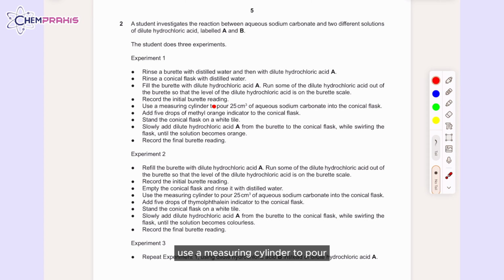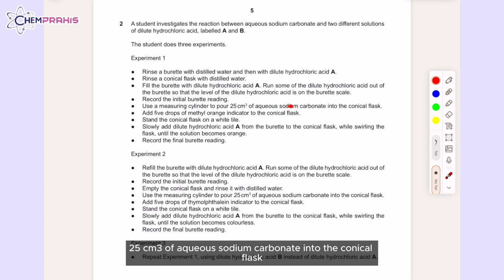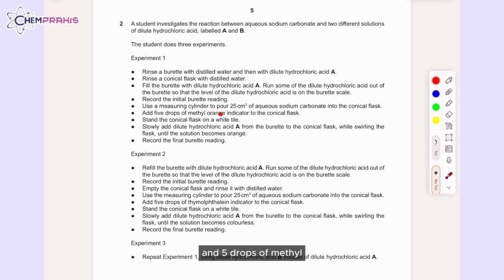Use a measuring cylinder to pour 25 cm³ of aqueous sodium carbonate into the conical flask. Add 5 drops of methyl orange indicator to the conical flask. Stand the conical flask on a white towel. Slowly add dilute hydrochloric acid A from the burette to the conical flask while swirling the flask until the solution becomes orange. Record the final burette reading.